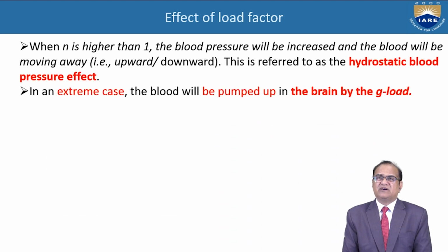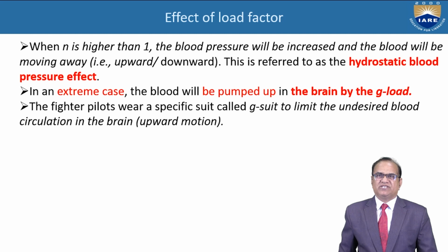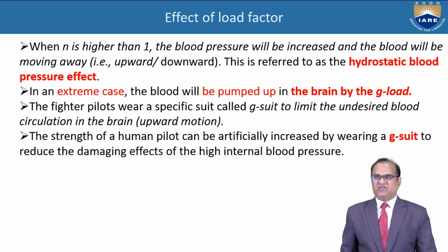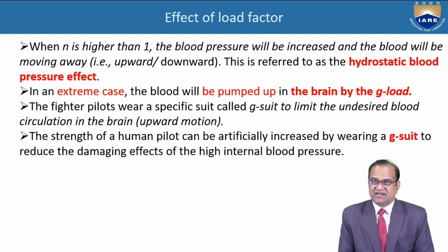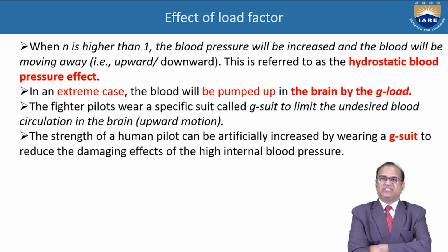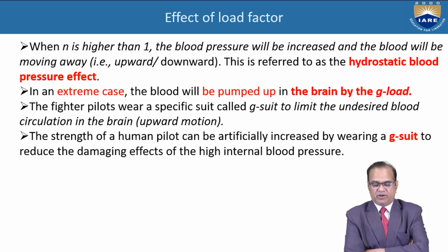In an extreme case, the blood will be pumped up into the brain by the G load. The fighter pilots wear a specific suit called the G suit to limit the undesired blood circulation in the brain, that is upward motion. The strength of a human pilot can be artificially increased by wearing a G suit to reduce the damaging effect of the high internal blood pressure. If you see fighter pilots, their G value will go very high, so in this type of situation the pilot wears a G suit.